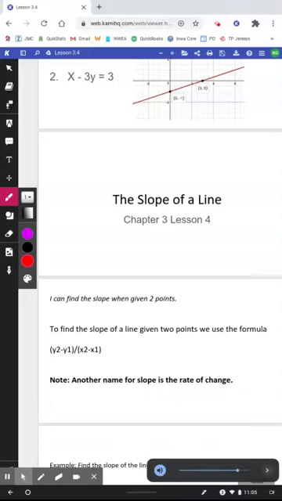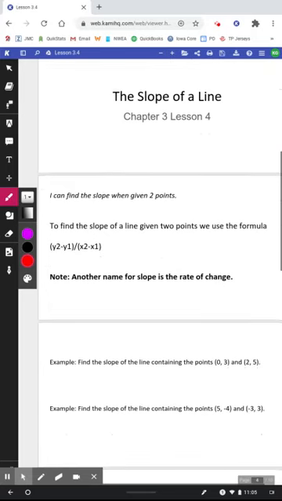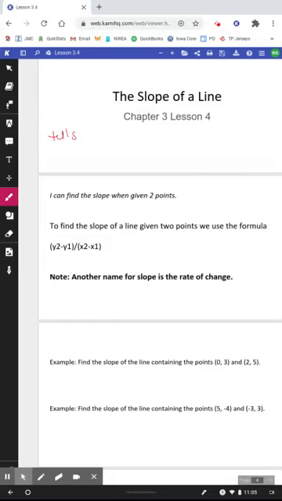Okay, chapter 3, lesson 4, the slope of a line. The first thing we have to talk about is, remember that the slope of the line tells you how to move from point to point. And most of the time with the slope, you've heard it described as the rise over the run.